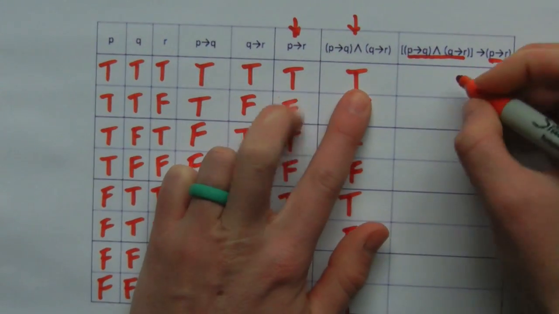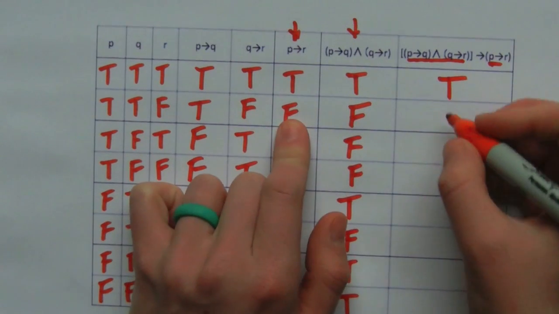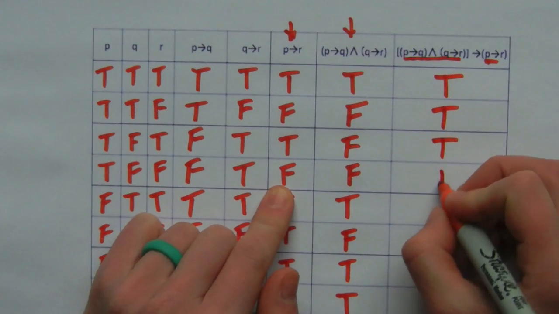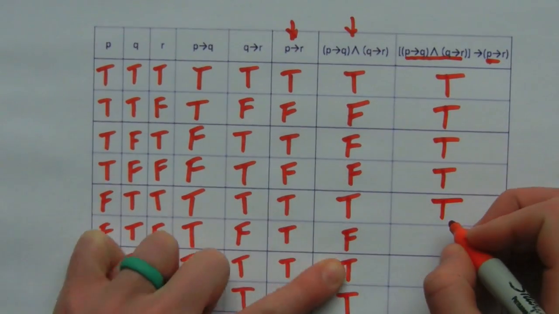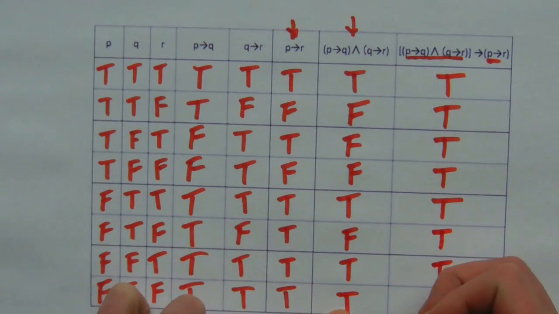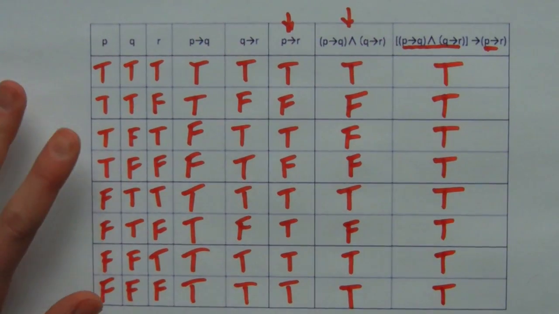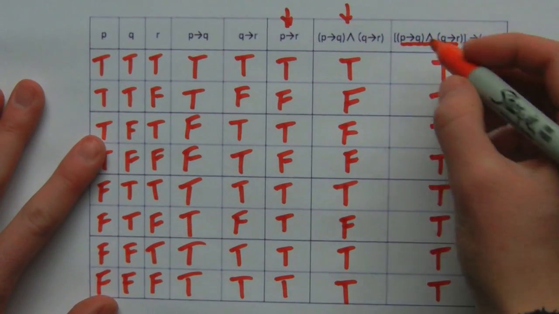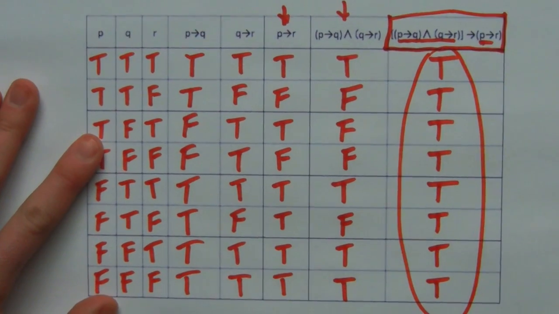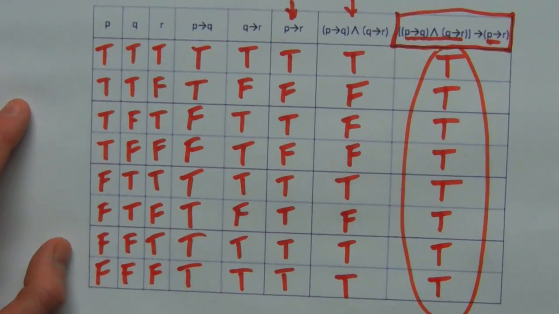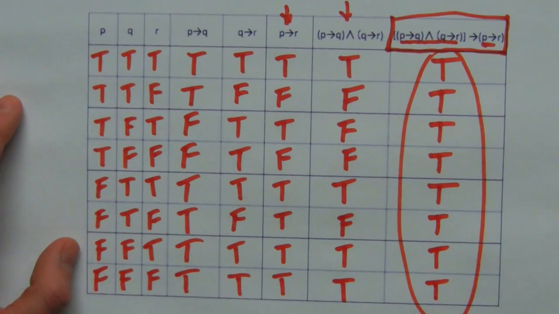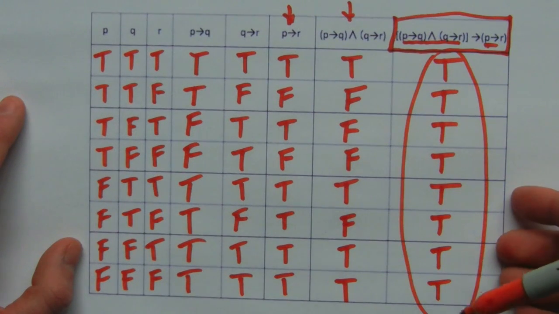So true implies true is true. False can imply false. False implies true. False implies false. True implies true. False implies true. True implies true. And true implies true. So you can see that for the law of syllogism, which is this last column, everything is true. Law of detachment and law of syllogism were just 2 different forms of deductive reasoning. And you can see they can be shown as true with a truth table.